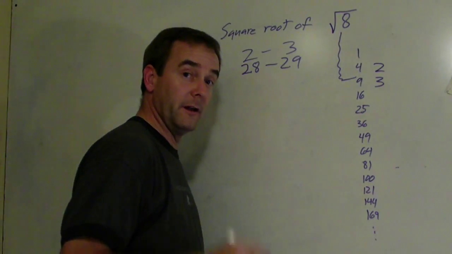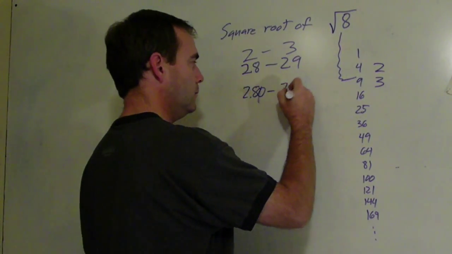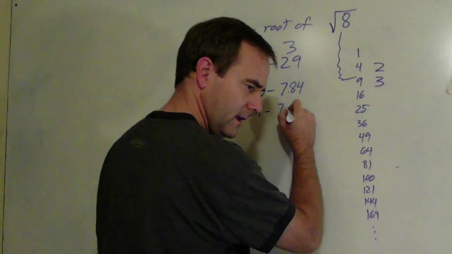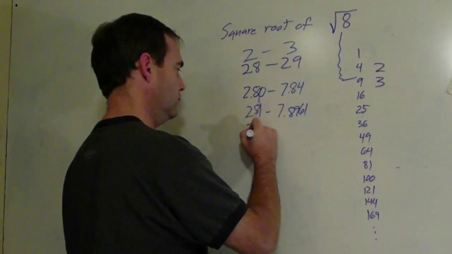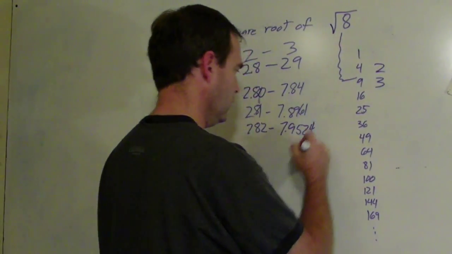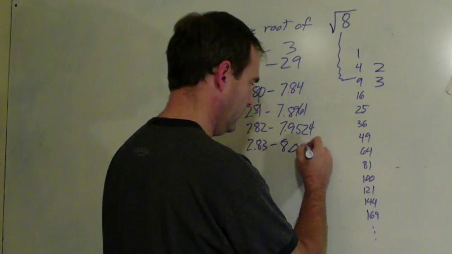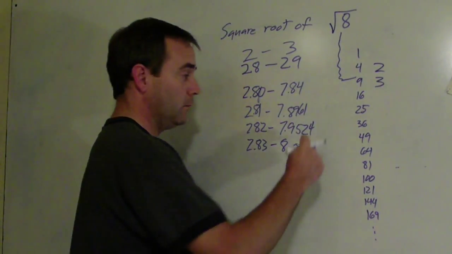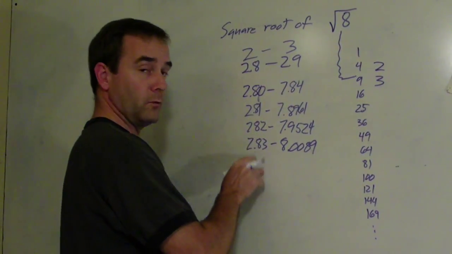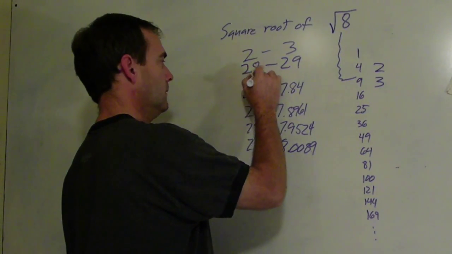And now we start trying all the numbers between 2.8 and 2.9. 2.80, if you square it, is 7.84. 2.81, 7.8961. 2.82 is 7.9524. 2.83, 8.0089. Jackpot! Our number is somewhere between these two, 8 that we're trying to get back to. So our square root is somewhere between 2.82 and 2.83.